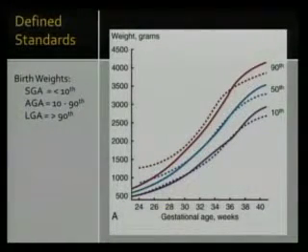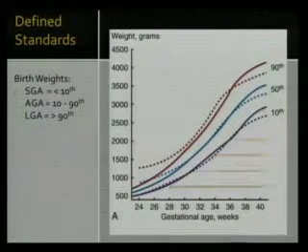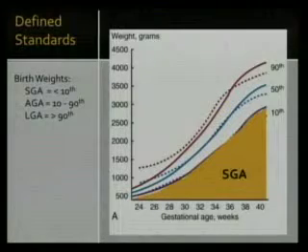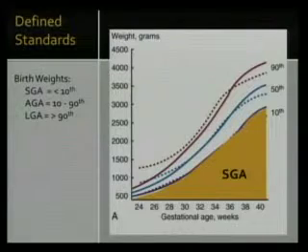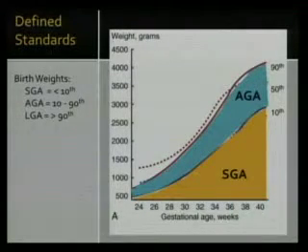Regardless of the specific curve or population data that was used, all of these attempt to classify birth weight into three categories, so that we can stratify risk. Small for gestational age is defined as a birth weight falling below the 10th percentile of all babies born at that gestational age. Appropriate for gestational age reflects birth weights within the 10th to the 90th percentile. And large for gestational age includes all babies born at a birth weight corresponding to greater than the 90th percentile.